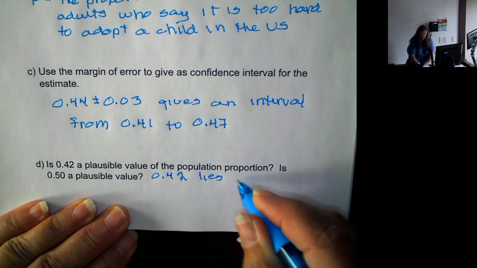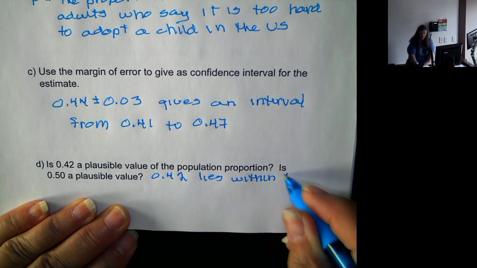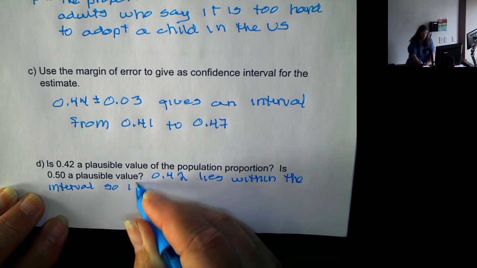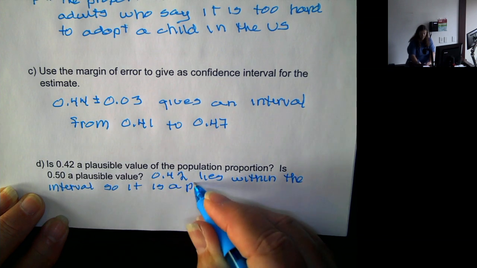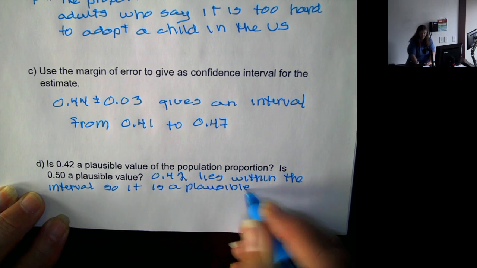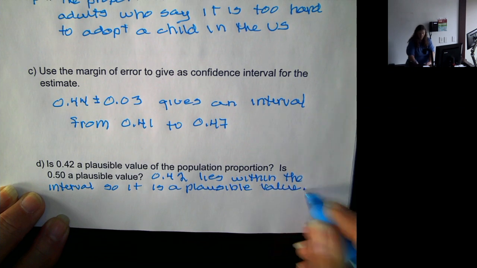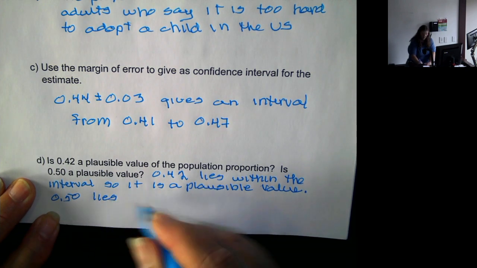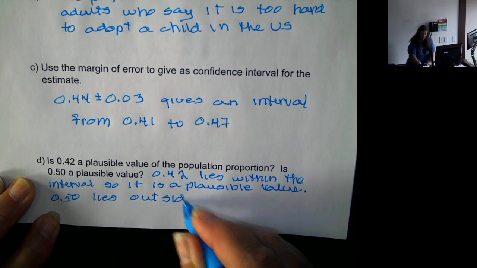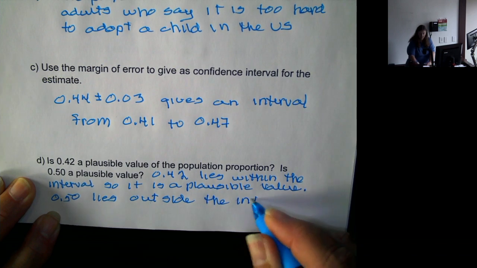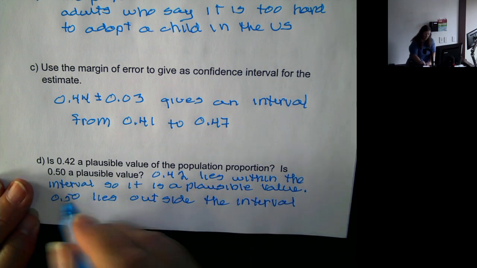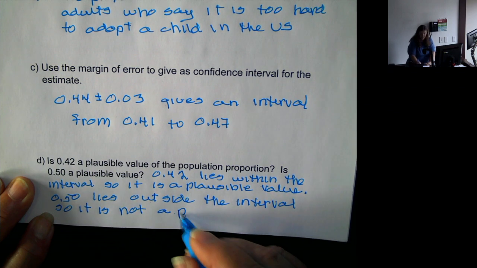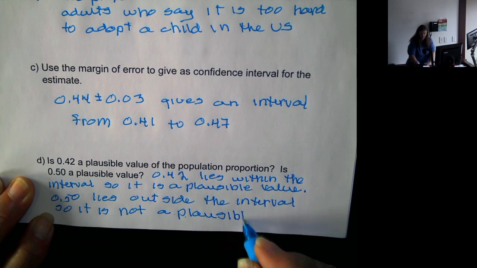So is 0.42 a plausible value? 0.42 lies within the interval, so it is a plausible value. What about 0.50? 0.50 lies outside the interval, so it is not a plausible value.